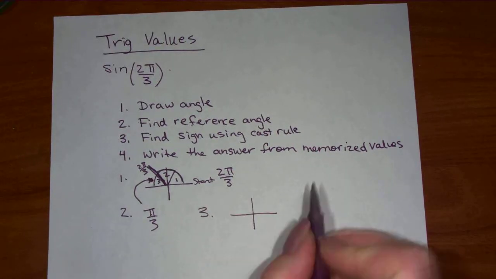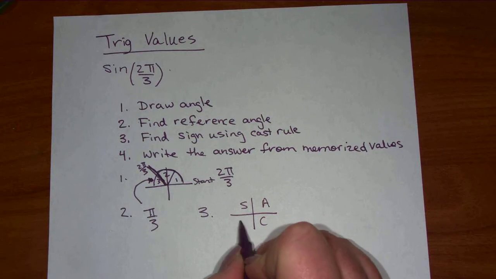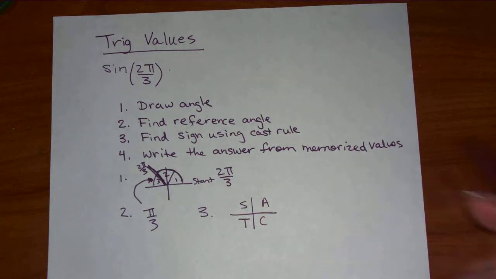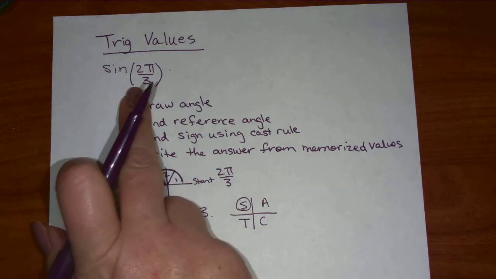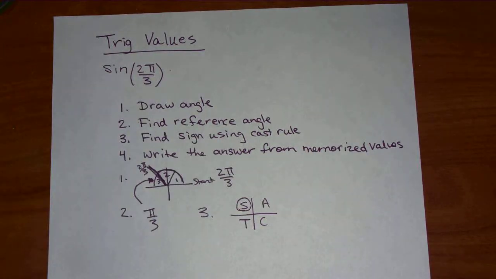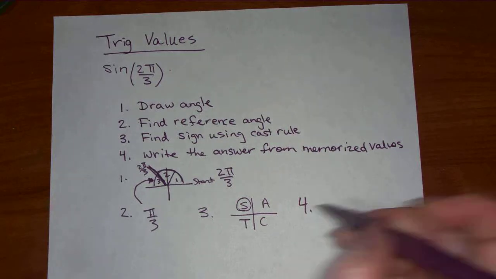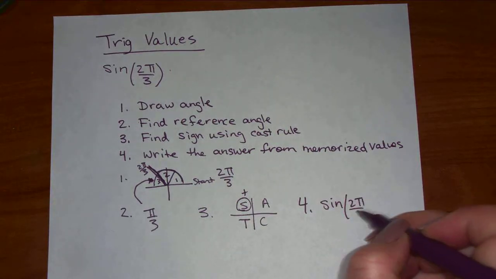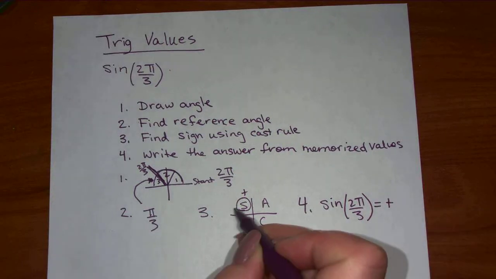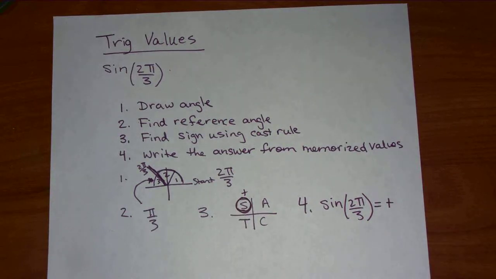So which quadrant does it land in? Just circle the letter. So it landed in here. What does the S mean again? Sine is positive. So are we looking for sine? Yes. So that just means that the answer is positive. Step 4 is to write the answer down. So sine of 2 pi over 3 is equal to positive, because sine is positive in that quadrant. And you look up on the table pi over 3 for sine, which is root 3 over 2, and that's it.